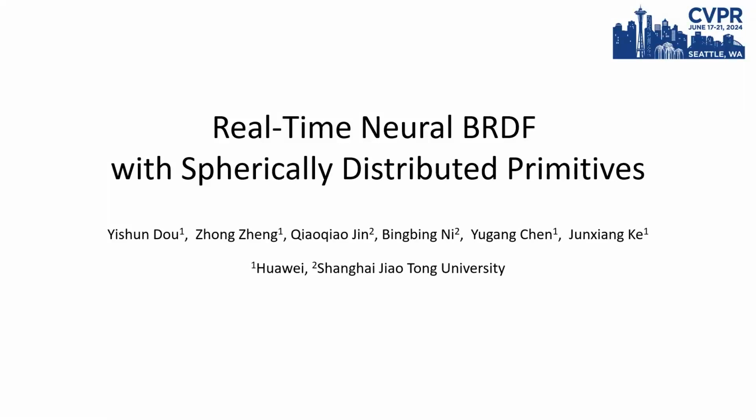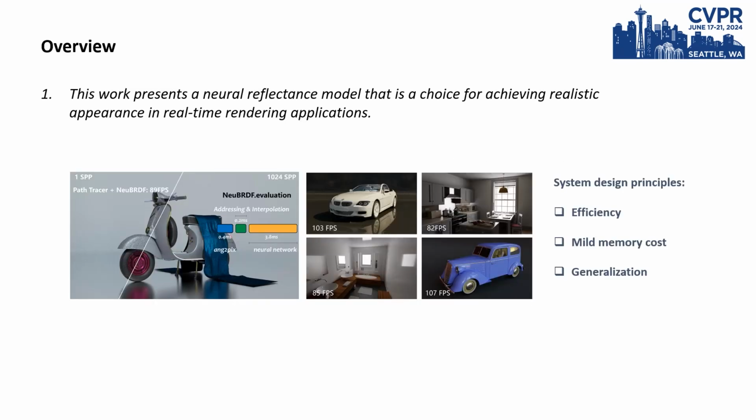Hello everyone. This talk is going to be about real-time neural BRDF with spherically distributed primitives, a neural reflectance model that provides a unified framework for representing a rich diversity of materials. I first give an overview of our method. This work presents a neural reflectance model that is a choice for achieving realistic appearance in real-time rendering applications.